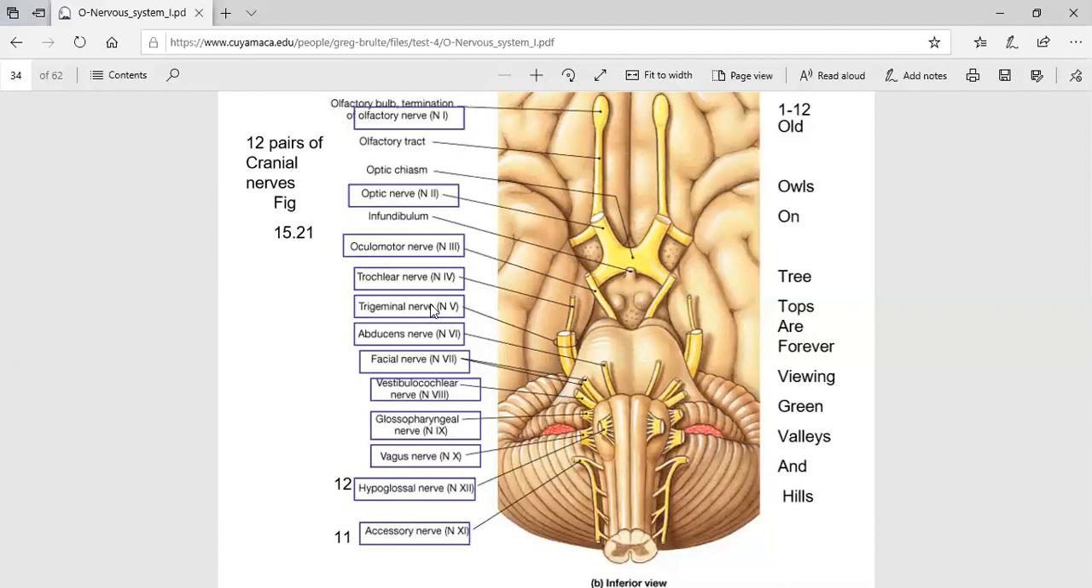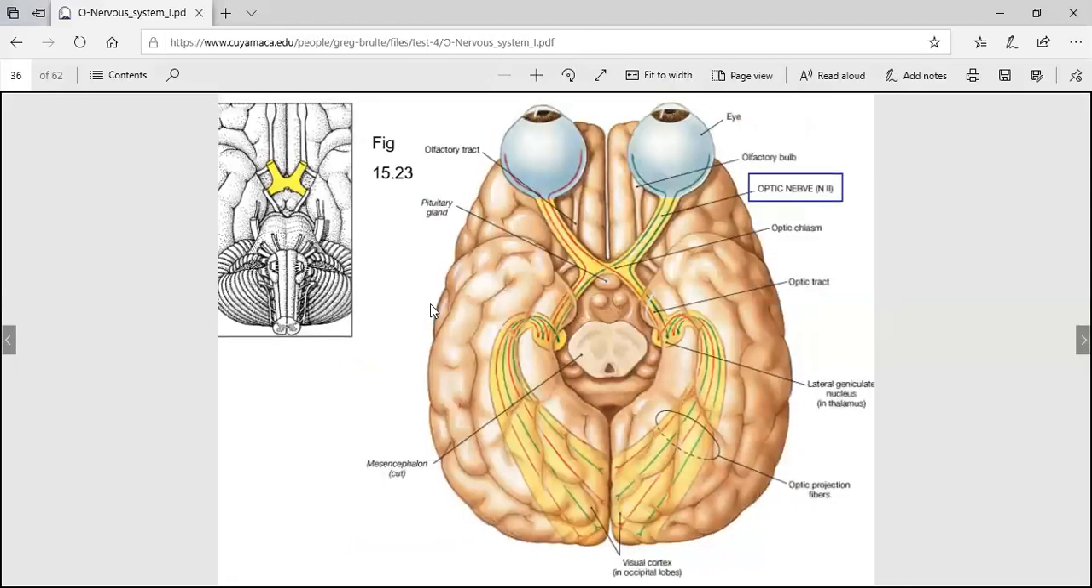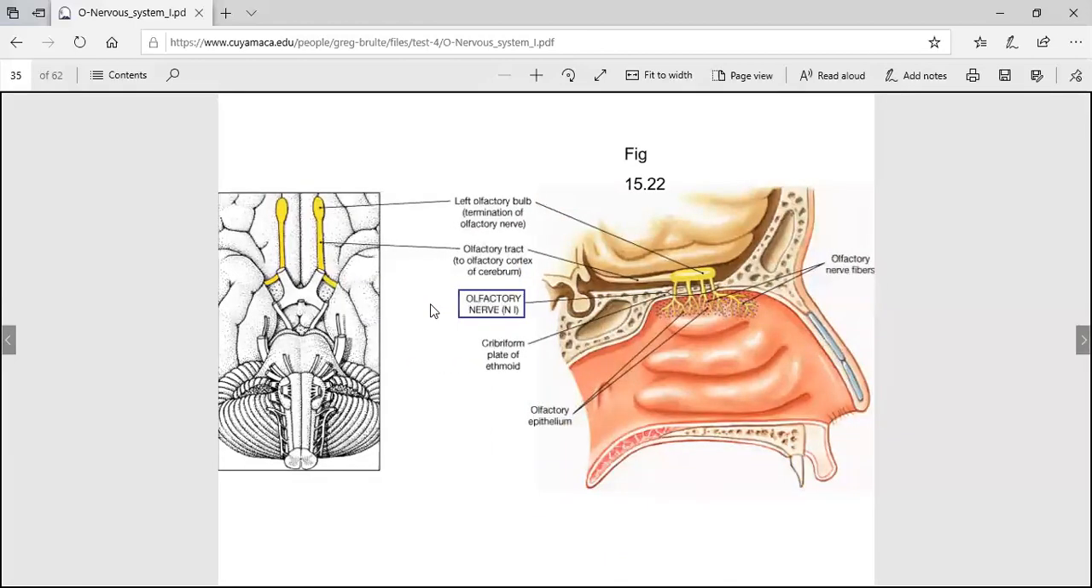Geminal means twins. Trigeminal. Okay? So you got these on either side of your face, right? And so let's look at it. Oh, anyway, first, there's your olfactory bulb and tract.